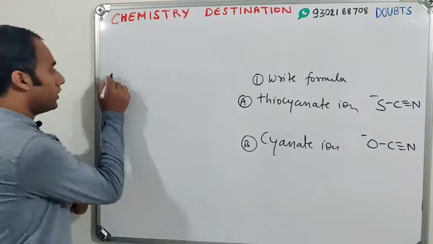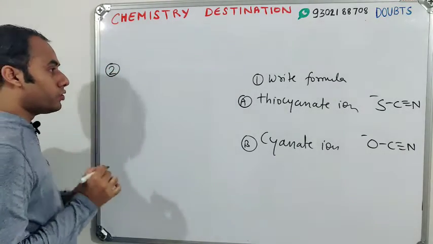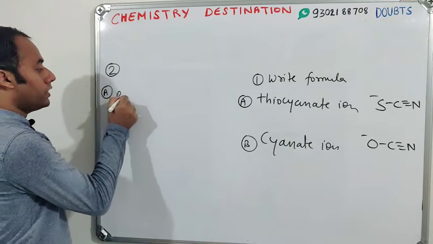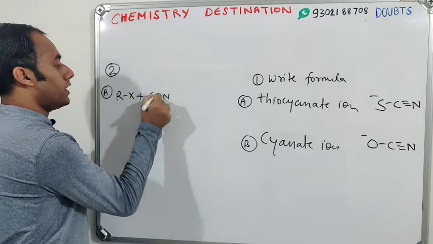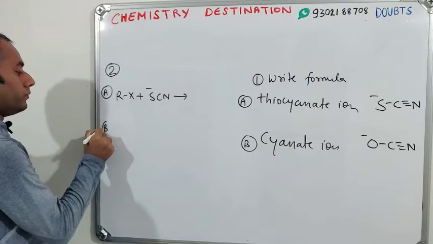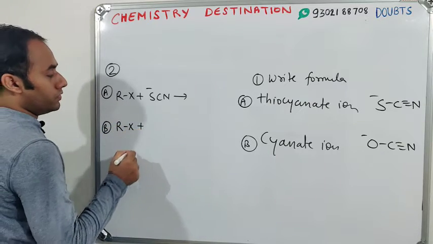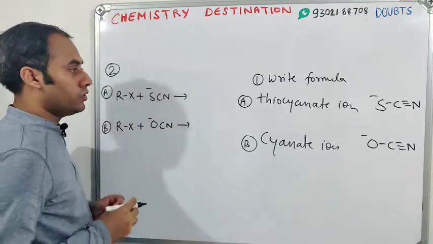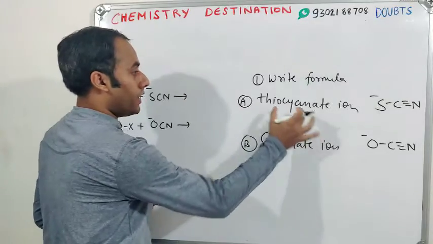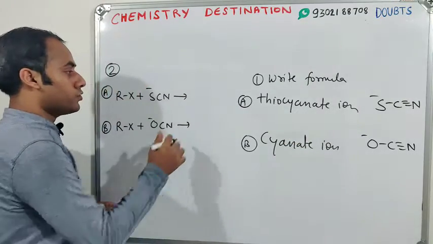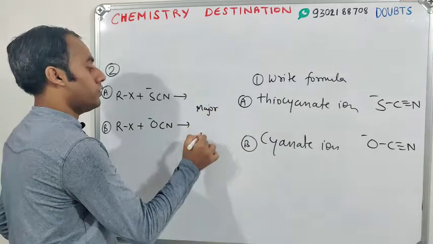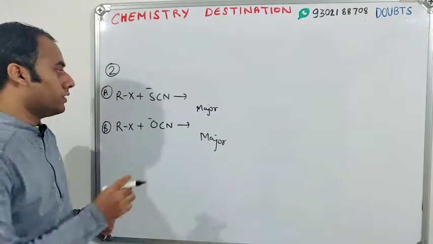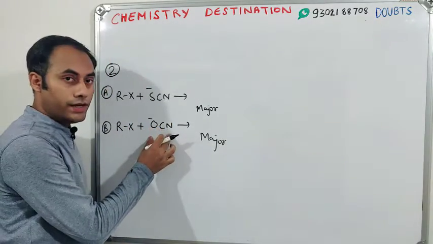Now question number 2 is asking about this reaction: RX plus SCN negative in part A, and in part B we have to write the product of the reaction with cyanate ion. So you can see this is thiocyanate ion and this is cyanate ion. You have to write the major product.